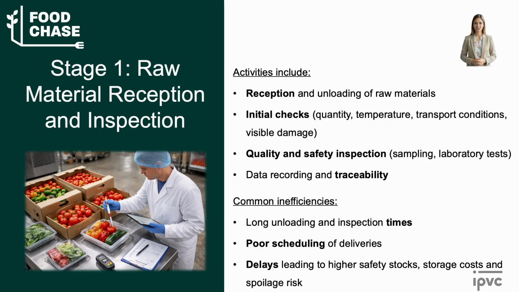In the first stage of a food production workflow, raw materials arrive from suppliers and are unloaded at the receiving dock. Initial checks are carried out to verify quantity, temperature, transport conditions, and visible damage. Quality and safety inspections may follow, including sampling and laboratory analysis to verify compliance with specifications and food safety requirements. Traceability data are also recorded at this stage.